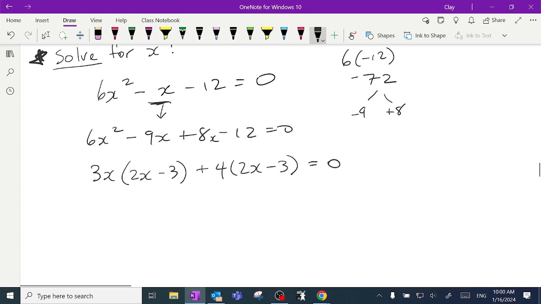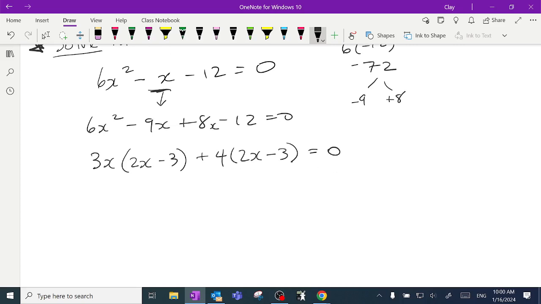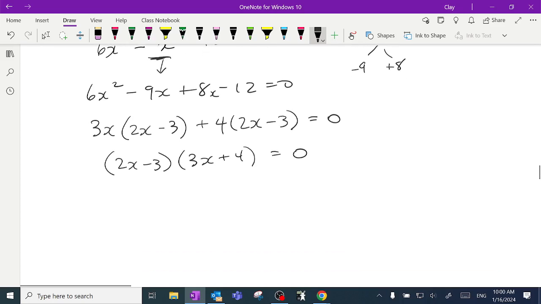And if you're doing this right, you'll notice the two brackets always end up being the same thing. And then you factor the bracket out of the question, and that leaves behind 3x plus 4, and that's how you do it. So now solving, I'm not done yet.